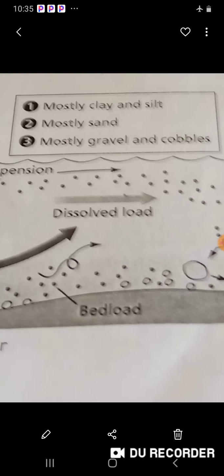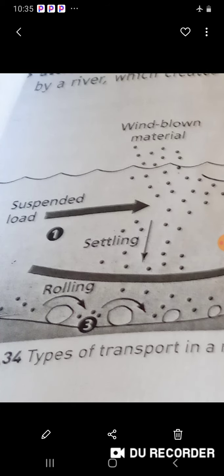Now, let us see this process of a river. The process of the river is being shown. For example, as the river is traveling, the water is flowing. As the water is flowing, materials blown by wind enter into the water. You can see it written there: wind materials, blown materials.